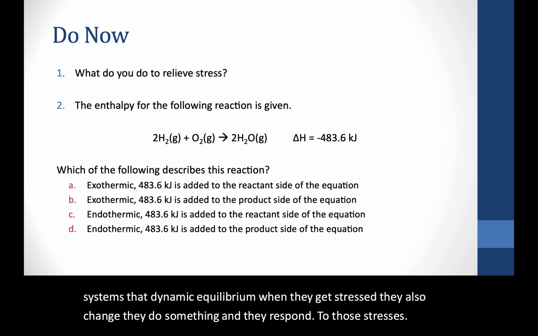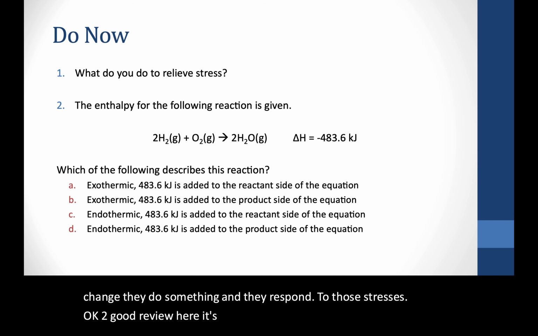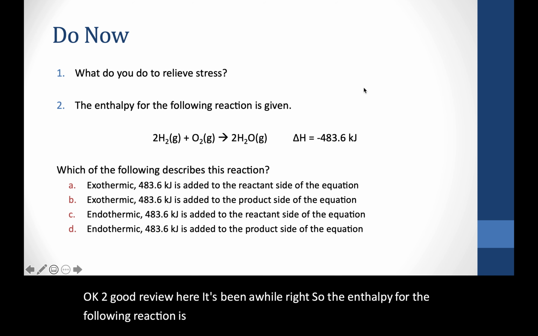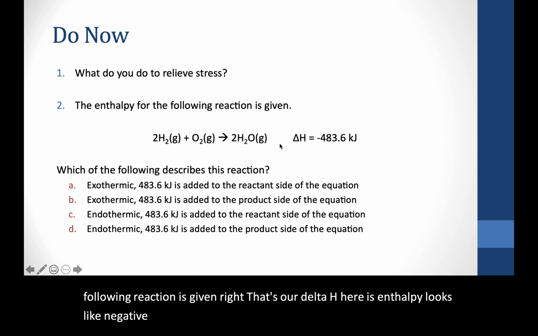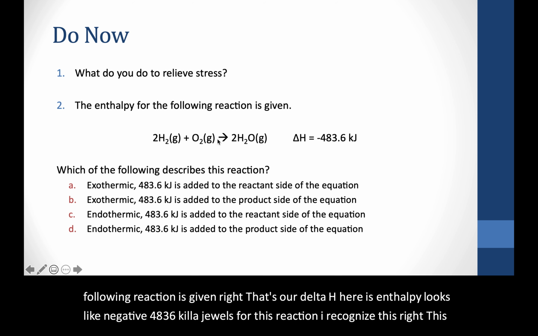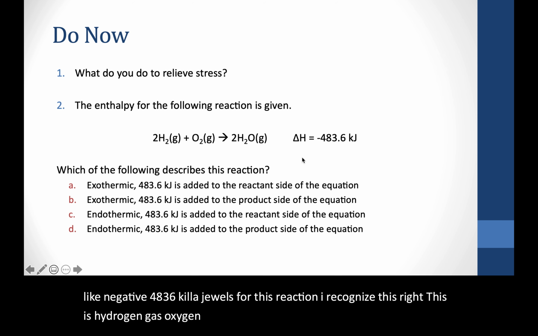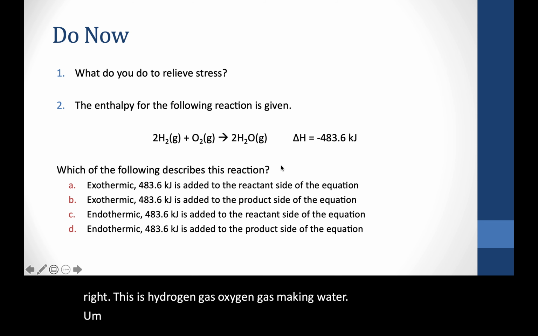Okay, number two, a good review here. It's been a while, right? So the enthalpy for the following reaction is given. That's our delta H here, enthalpy. Looks like negative 483.6 kilojoules for this reaction. I recognize this, this is hydrogen gas, oxygen gas making water. It says, which of the following describes this reaction?